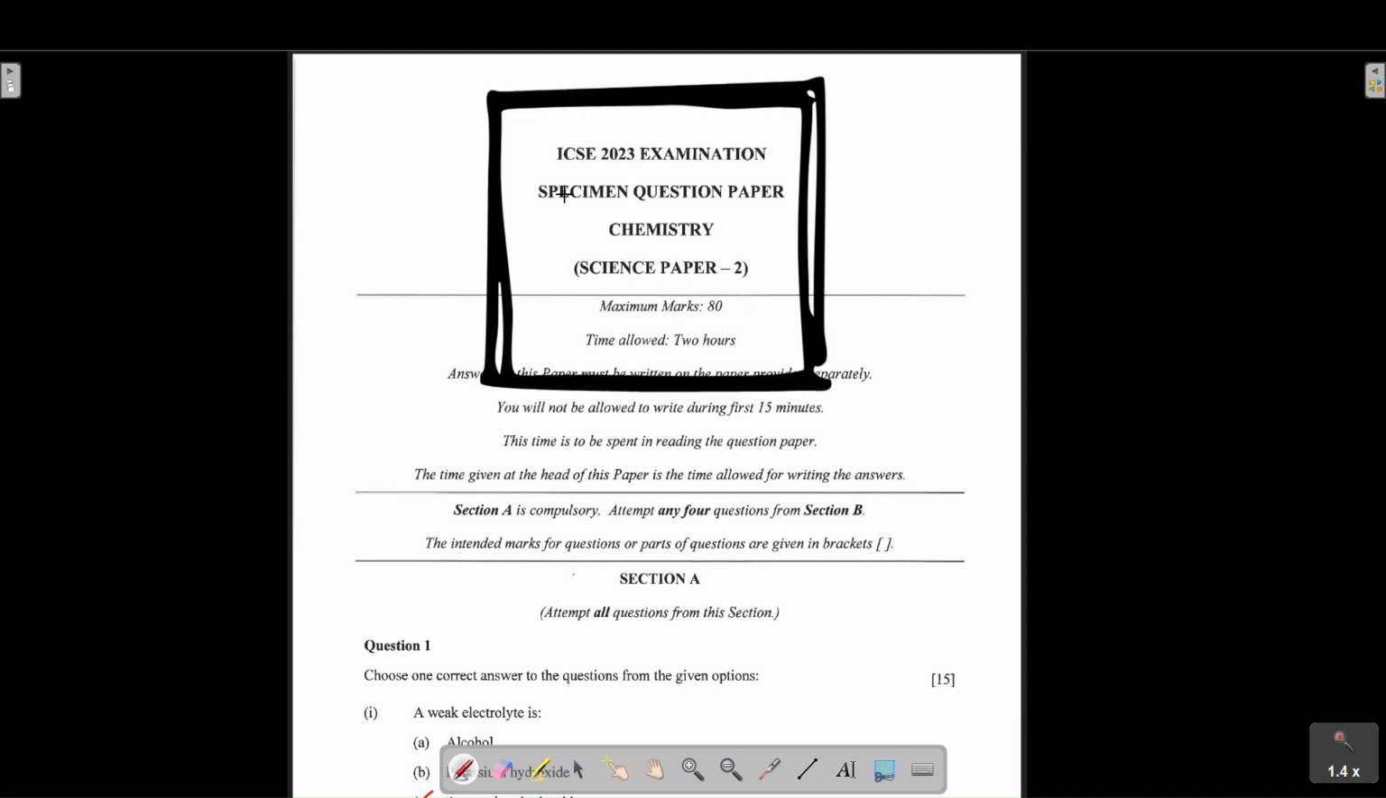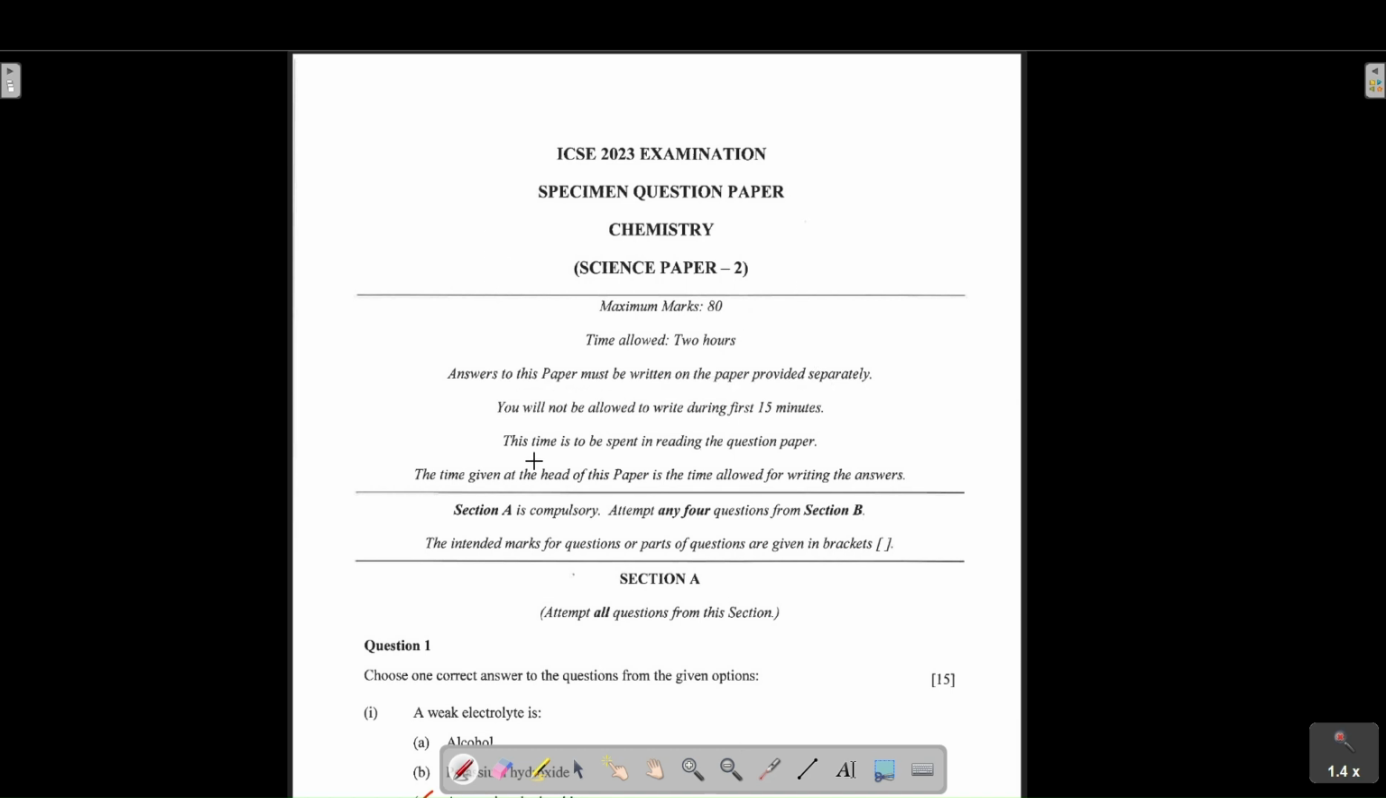This is the ICSE 2023 examination specimen question paper for chemistry. It will be for 80 marks. From this you will come to know how the question paper pattern will be. As usual, section A is compulsory, and in section B you can attempt any 4 questions. Let's start.